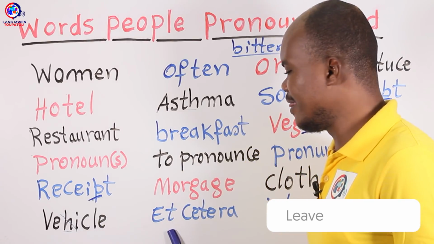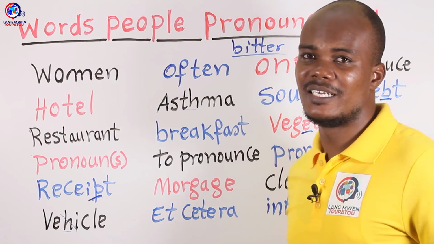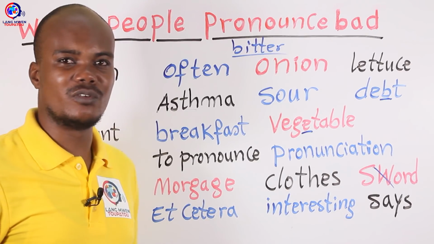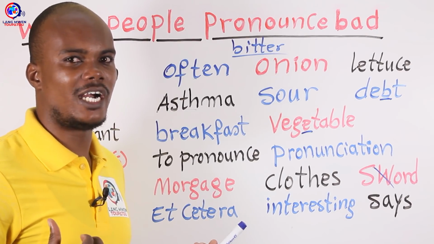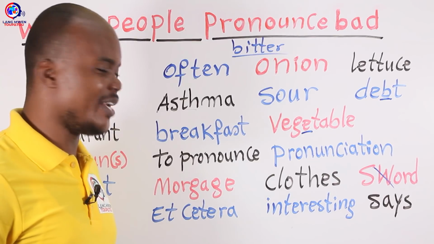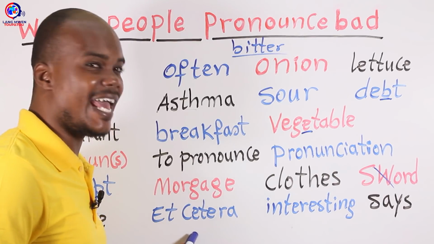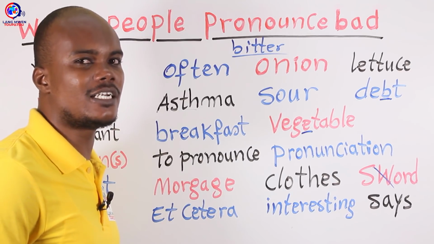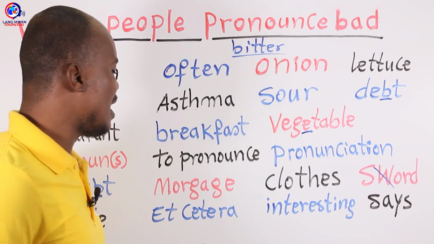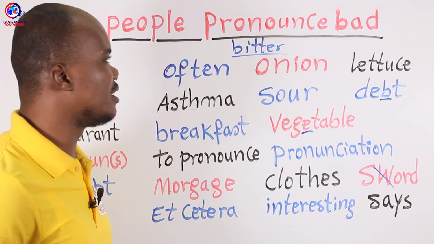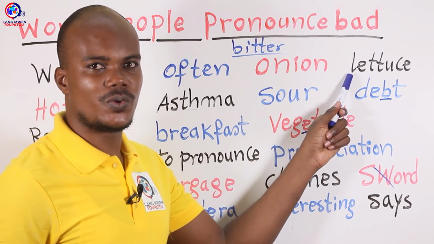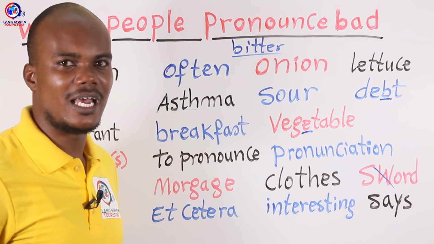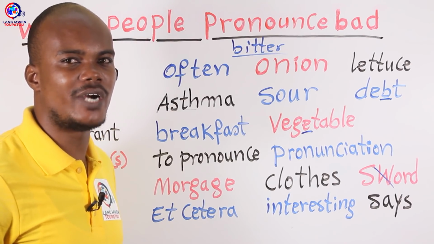Good. And for this word, some people pronounce it wrong also. Some people say "etcetera" with a different sound. Okay? And you pronounce it as etc. The stress is in the second syllable. You say etc. You say this word, or this word, or this word, etc.